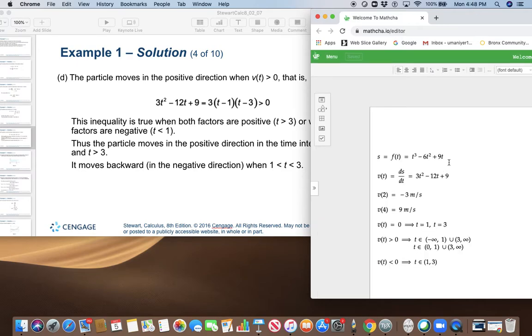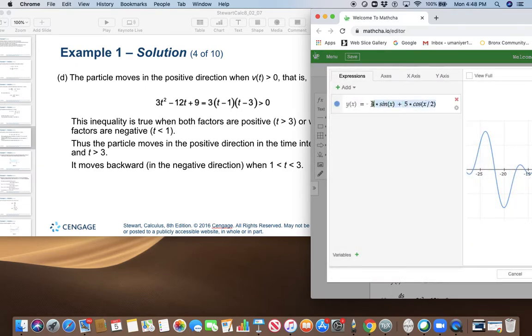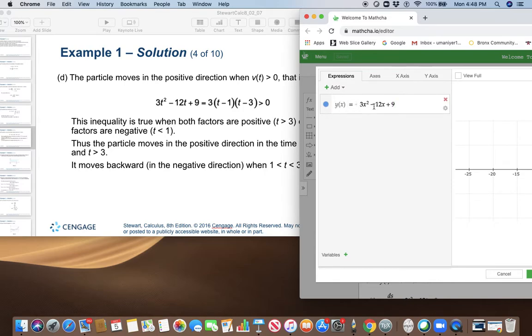Let's graph it. If you recognize this, this is actually a parabola. So what is the parabola function? Instead of t, I'm using x, because I'm using x and y axes: 3x squared minus 12x plus 9. So this is a parabola, if you notice. That, by the way, was the velocity function.